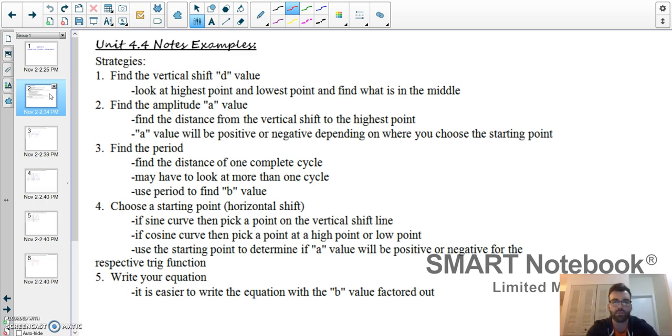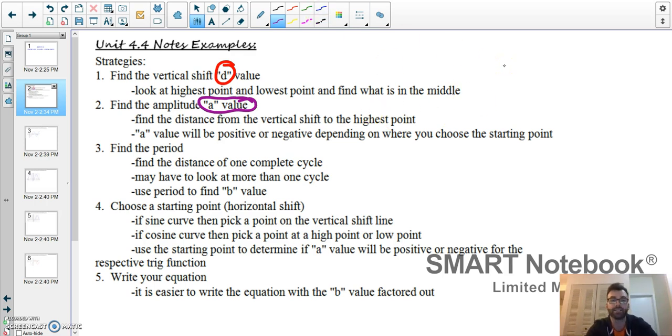We first want to find our vertical shift, or our d value. Look at the highest point and lowest point and find the middle. We'll look for our midline. Once we find our midline, we're going to look for our A value, A being our amplitude, the distance from the midline, top or bottom, from our maximum to our minimum.